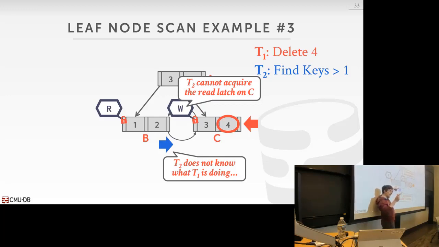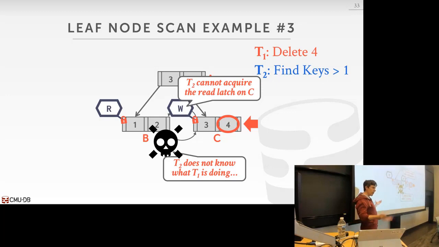Again, we want these operations to be really fast because we're holding this latch on this guy here while we're trying to get that other latch. So we could wait, but that could be a bad idea too, because we don't know what this guy's doing. We don't know whether, in our example, it's just deleting this one key, and then it's done. But we don't know that. It could also be trying to acquire the latch on B, and therefore I have a deadlock. So the simplest thing turns out to be the best thing: we just abort and kill ourselves, and restart the operation.